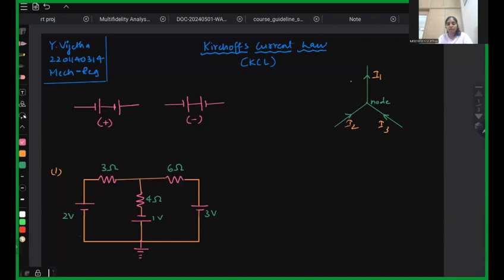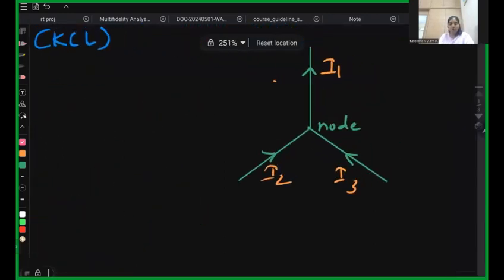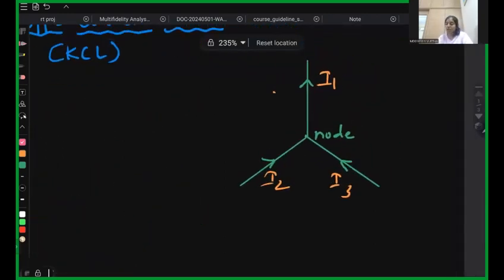There are a few laws which we are required to follow in order to solve any kind of circuit analysis. There are two types of laws, Kirchhoff's current law and Kirchhoff's voltage law. Kirchhoff's current law states that when two currents, or any number of currents, are entering a junction, it is equal to the currents exiting the junction.